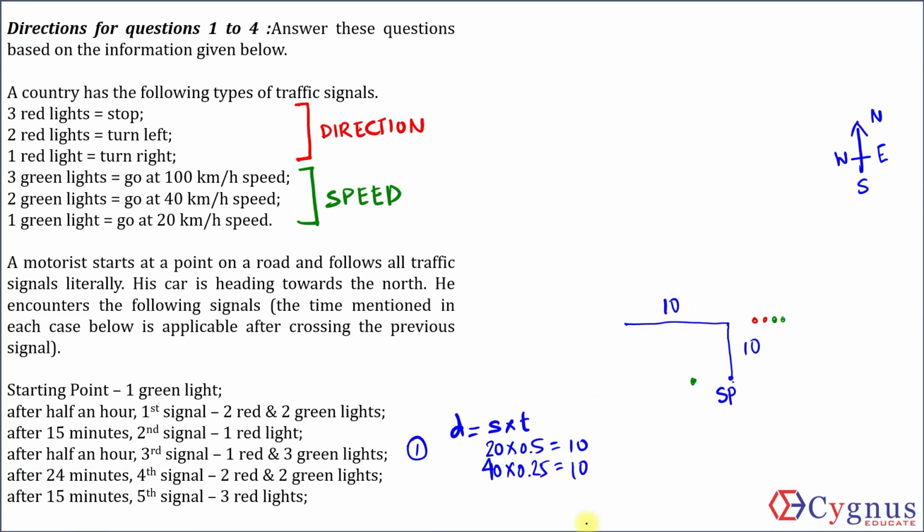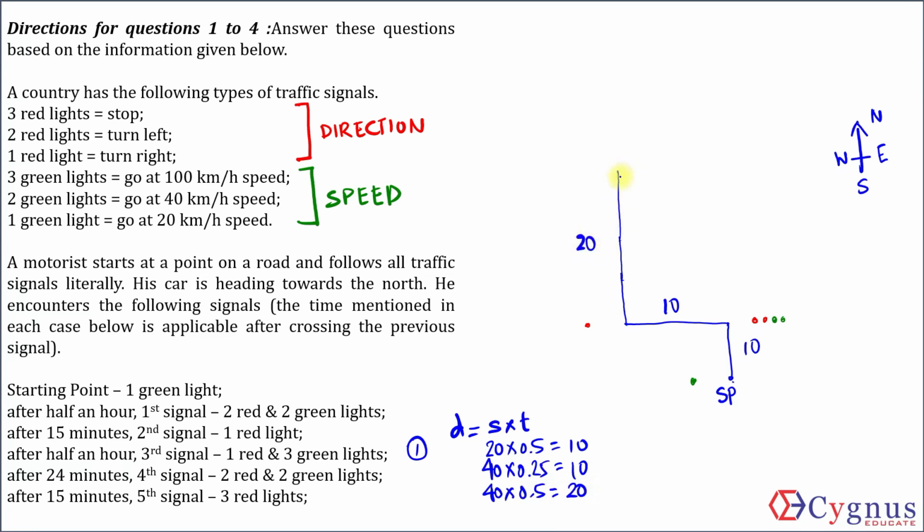After 15 minutes, the second signal is 1 red light. There are no green lights, so we'll keep going at 40 kilometers per hour. What does 1 red light signify? That you're supposed to turn right. So a person who's traveling in this direction, when he turns right, goes like this at 40 kilometers per hour. How long? See, it's mentioned after half an hour. So you travel for half an hour at a speed of 40 kilometers per hour. That is 20 kilometers. So 20 kilometers.